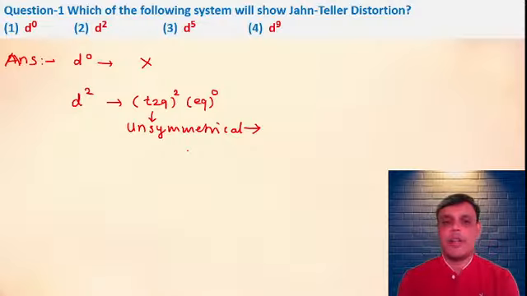I could not read what was in the comment. Okay, so the T2G2 configuration will show Jahn-Teller distortion, but its magnitude is less.